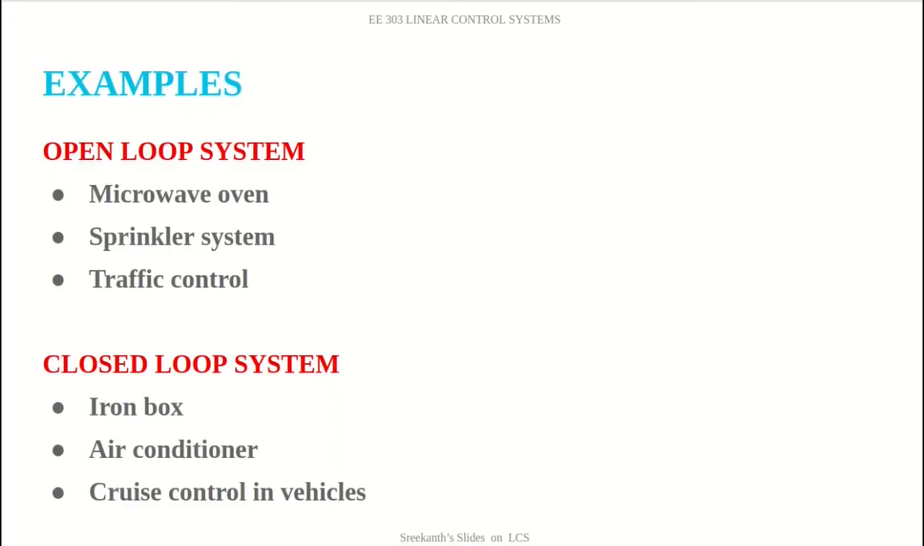It means that the output, desired output, which is smooth flow of the traffic, has no influence over the input, which is the time for which the traffic light has been set. Hence you can say that this is also an example of an open loop system. Now let's look at a few examples of closed loop system.